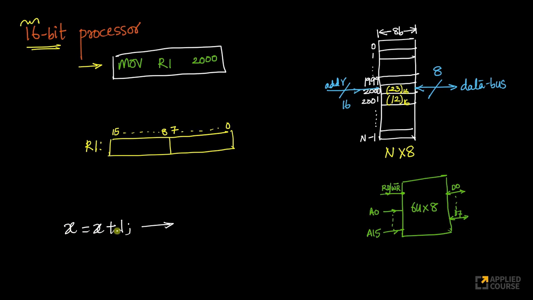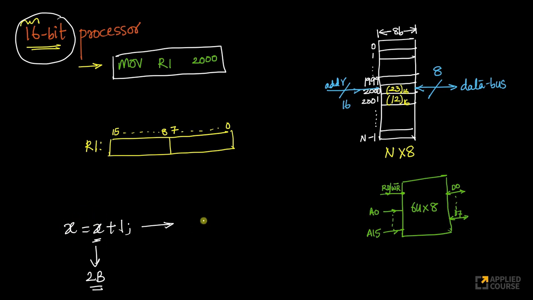Suppose I have this. Let's assume X is stored in memory location 2000. Let's assume this is my memory. Let's assume X is 2 bytes, just for simplicity, an integer which requires 2 bytes. Now, what do I want? I have a 16-bit processor with an n cross 8 memory, so this will get translated into this.